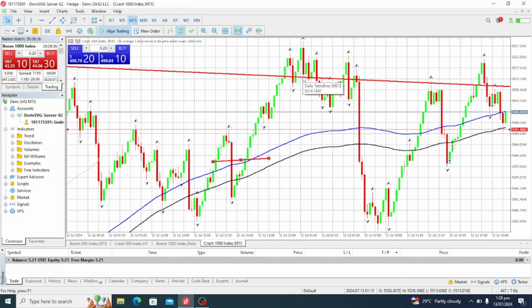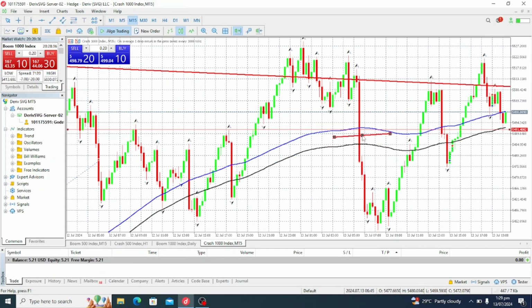Then the same goes for the bearish move, which is a spike, because Crash 1000 and Boom 1000 have spikes and they count candles. So if you are counting the candles, just count three 15-minute candles.